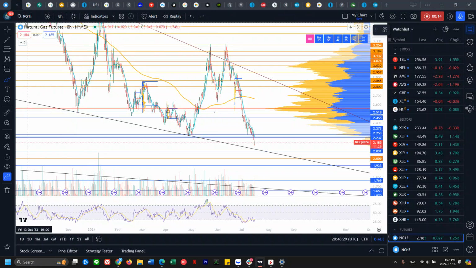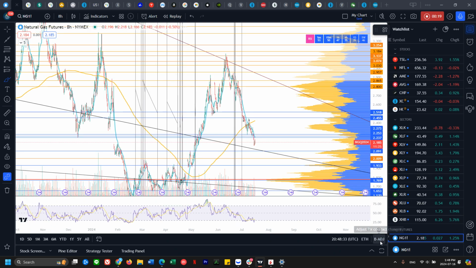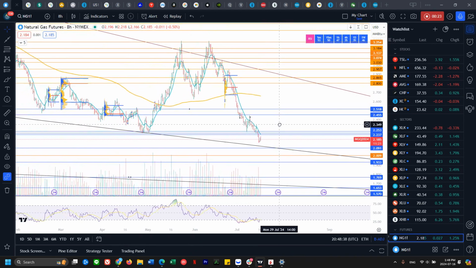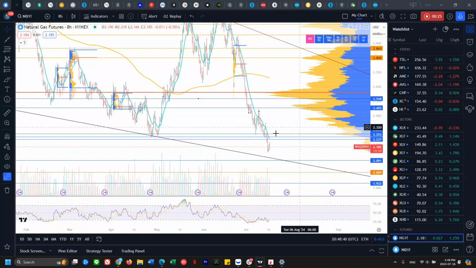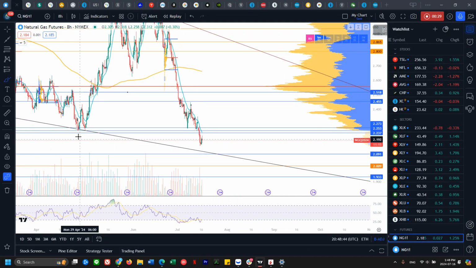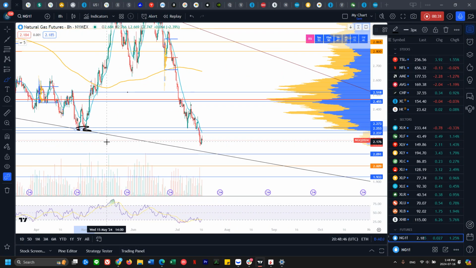All right, NatGas NG on the 8-hour time frame, currently in the unadjusted chart. Make sure to click this BADJ on the bottom right so you don't get contract gaps. All right, so we broke after the last video. Looks like we broke this last level of support for bulls.